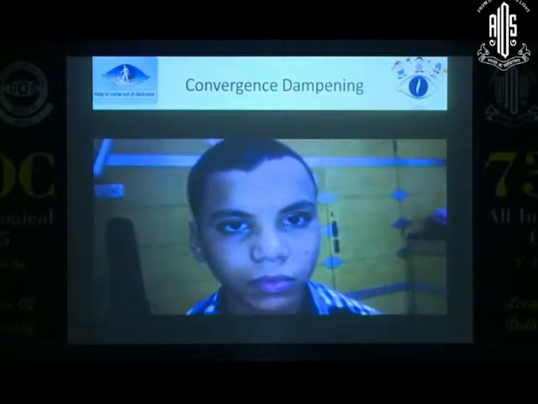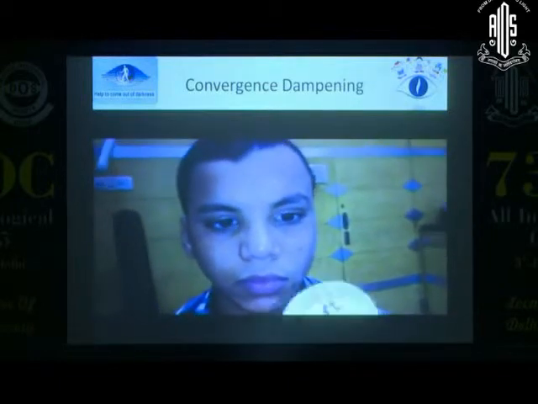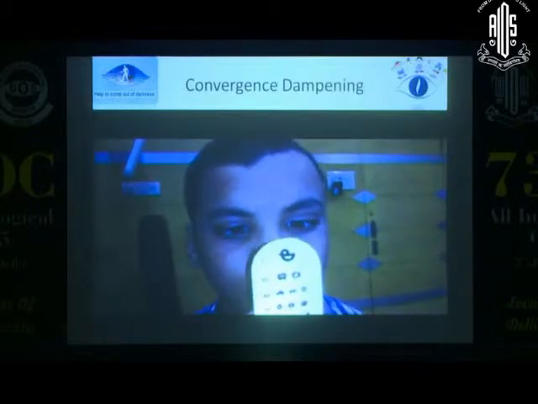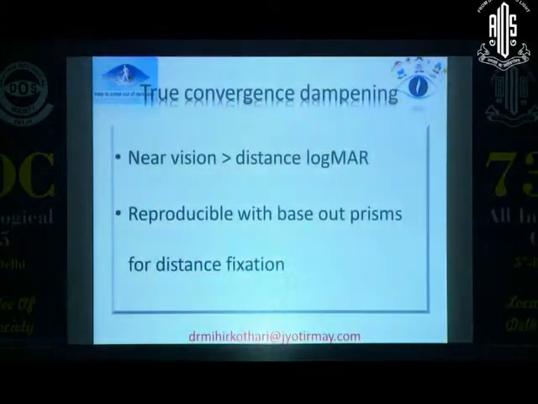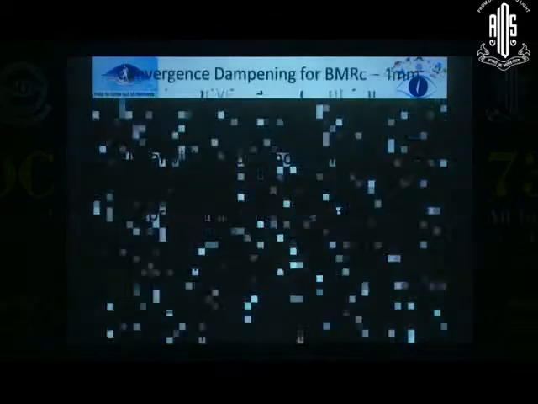Next thing that we look in every patient who has nystagmus is whether there is convergence dampening or not. Of course, there are a significant number of patients who demonstrate convergence dampening, as you see over here, but what is important is the vision should be better on logMAR for near versus distance, and it should be reproducible with the base out prism for distance fixation. If that does happen, these patients are candidates for base out prism spectacle correction or bilateral medial rectus recessions.